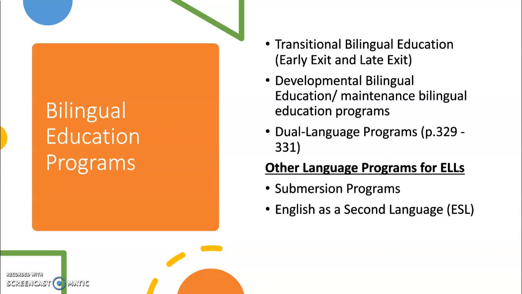There are other language programs that are not considered bilingual programs as they do not support both native and second languages. The first one would be submersion programs, where students who do not speak English are placed in an all English-speaking classroom and expected to learn English while they learn grade-level academic content. This approach is often called the sink or swim method since the home heritage language is not used at all.